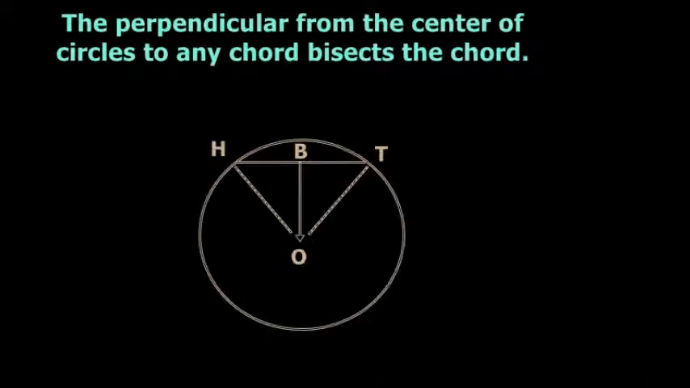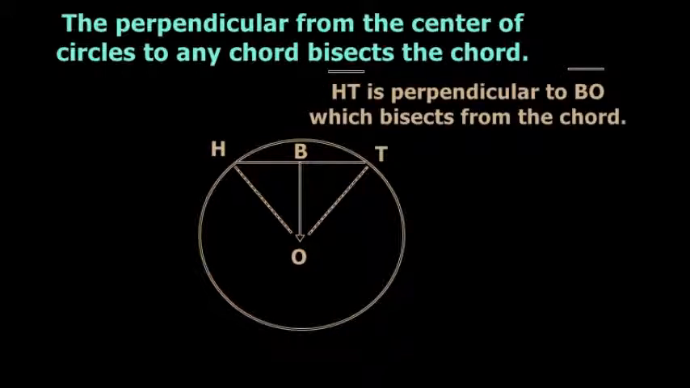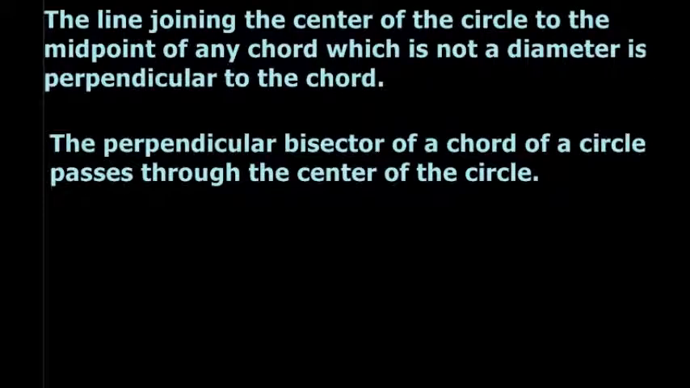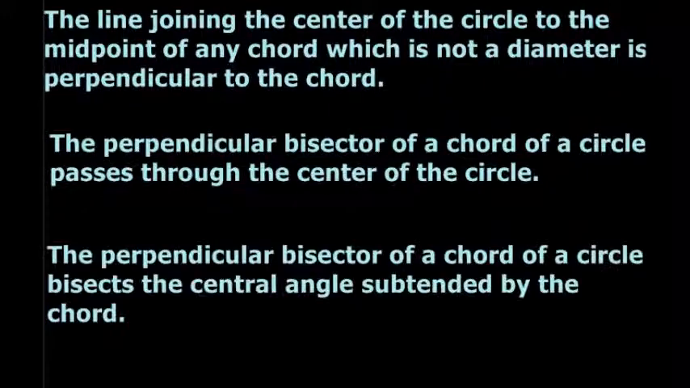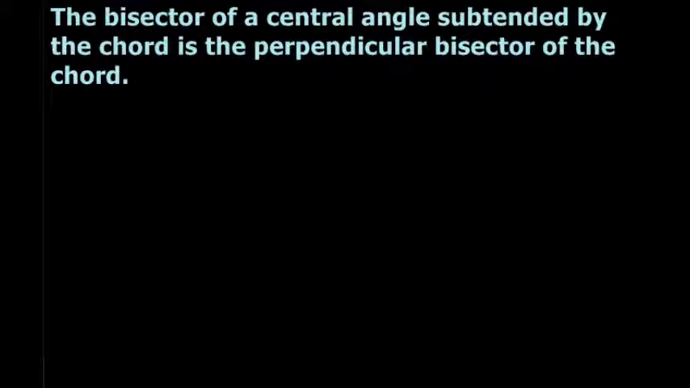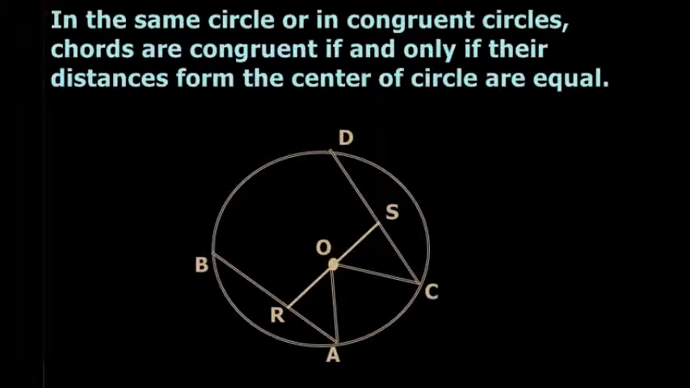4. Chords and arcs. The perpendicular from the center of a circle to any chord bisects the chord. Line HC is perpendicular to line BO which bisects it. The line joining the center of the circle to the midpoint of any chord which is not a diameter is perpendicular to the chord. The perpendicular bisector of a chord of a circle passes through the center of the circle. The perpendicular bisector of a chord of a circle bisects the central angle subtended by the chord. The bisector of a central angle subtended by the chord is the perpendicular bisector of the chord.